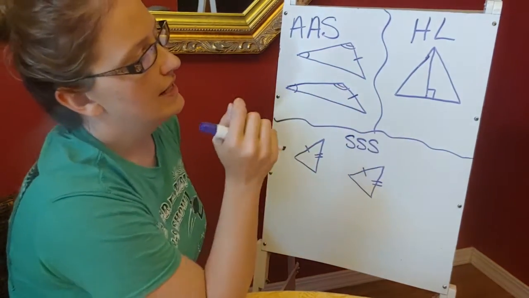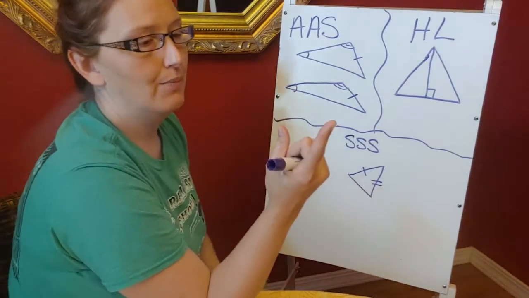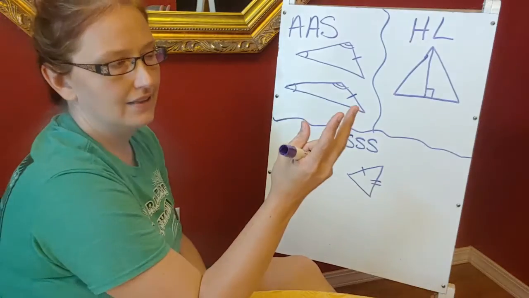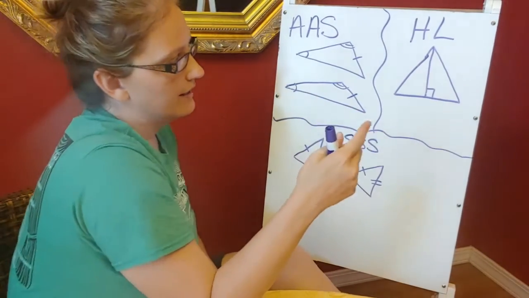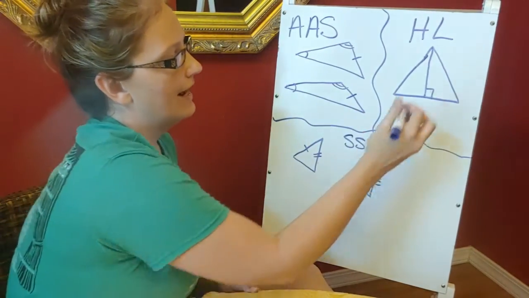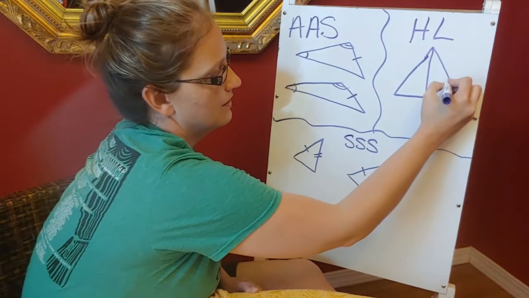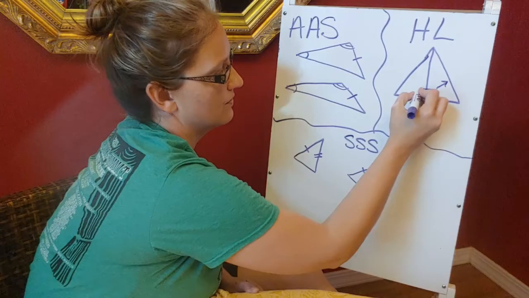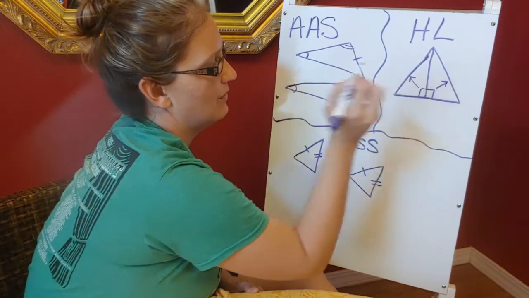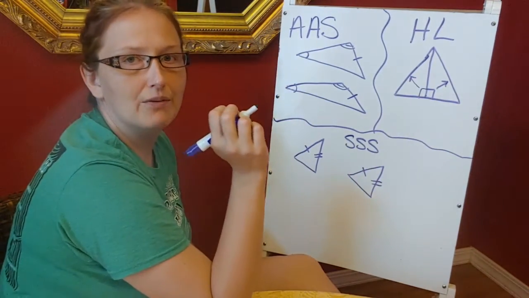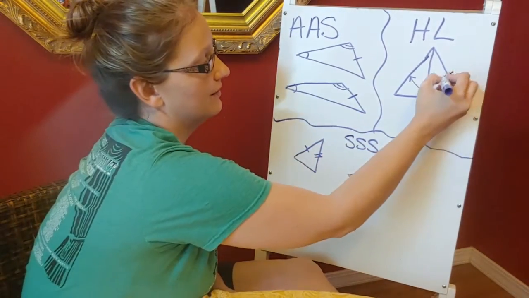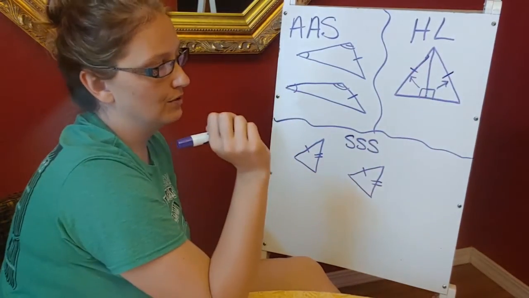On hypotenuse leg, this says that the hypotenuse is congruent to one another and they have a leg that is congruent to one another. In this one, my triangles are together and my hypotenuse is directly across. If this is a right angle, this is a right angle, my hypotenuse is directly across from my right angles. Those have to be congruent for a hypotenuse leg. So I'm going to mark them congruent.